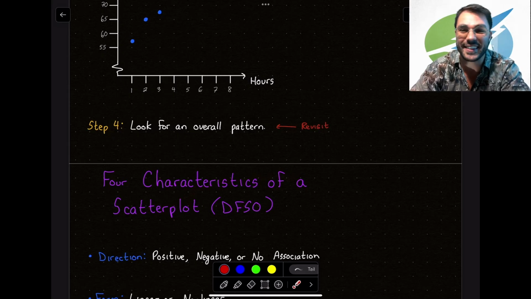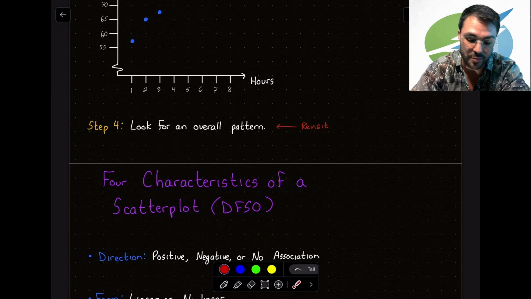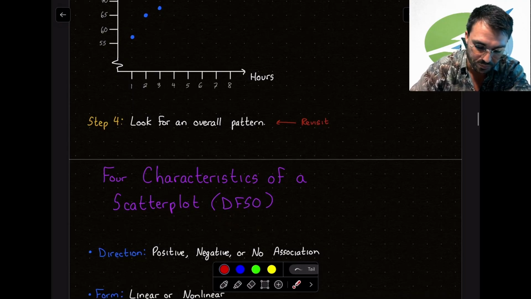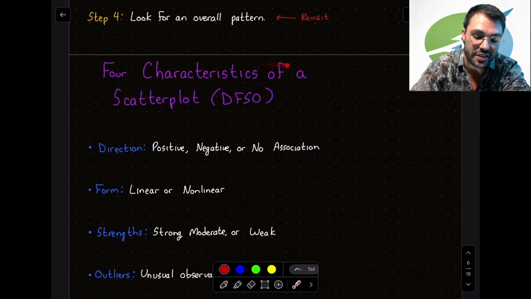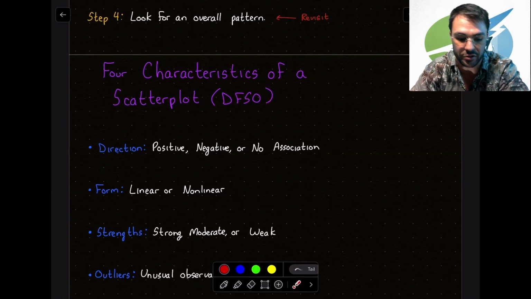DFSO. Now, this is easy for me to remember because one of my favorite bands is called DSO. So I just remember the F is in between the D and the S. Dark Star Orchestra. Check them out if you haven't.